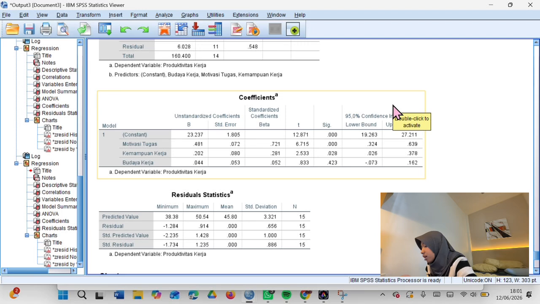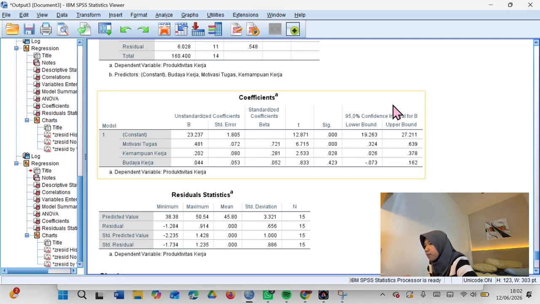Meanwhile, work culture has a significant value of 0,423, which is greater than 0,05. Therefore, work culture does not have a significant effect on work productivity. In addition, based on the beta coefficient values, tax motivation has the strongest influence on work productivity among all independent variables. Finally, I will explain the chart of histogram result.